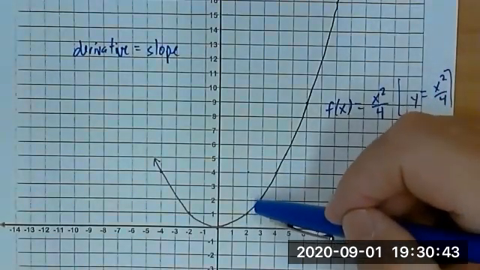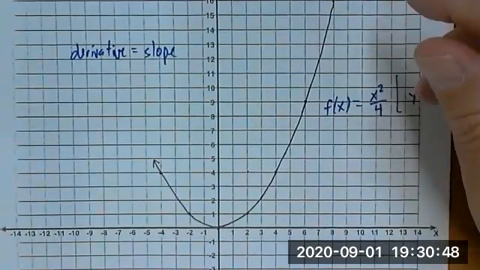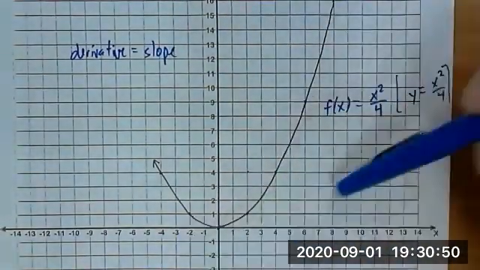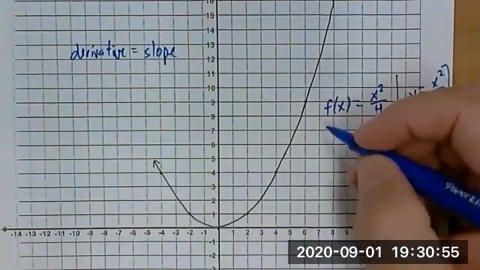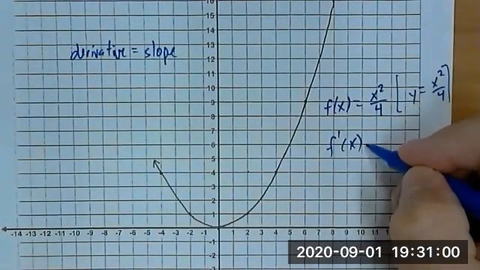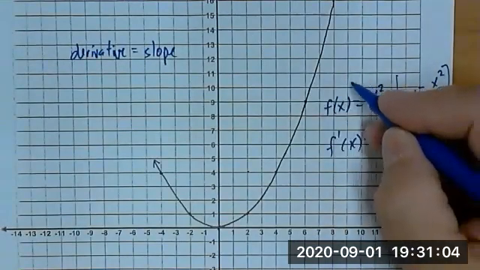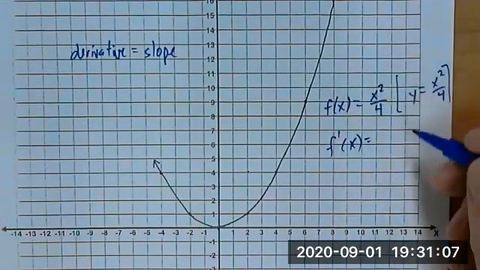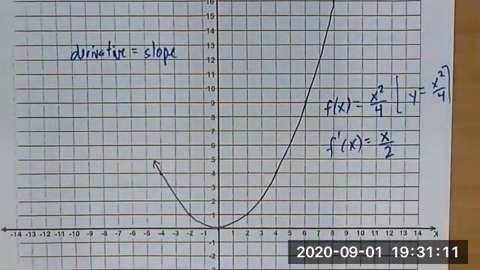Well, I can choose a point and draw a tangent line and jump through hoops and do all kinds of crazy things. Although now we have a way to do a calculation such that I'm just going to tell you right now, I'm going to write down the derivative of this function. In a minute, we're going to actually work these out. But for now, the derivative would be x over 2.